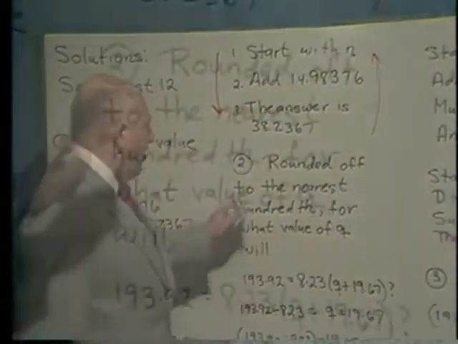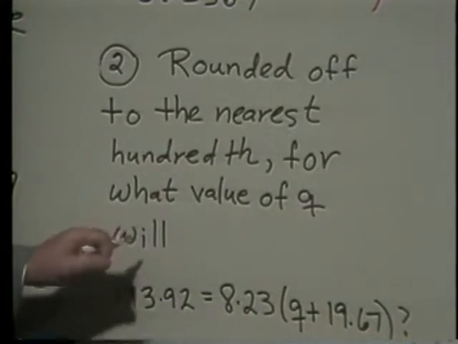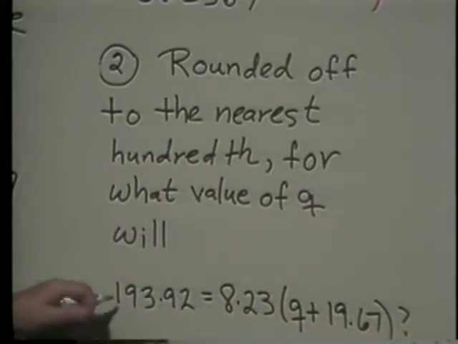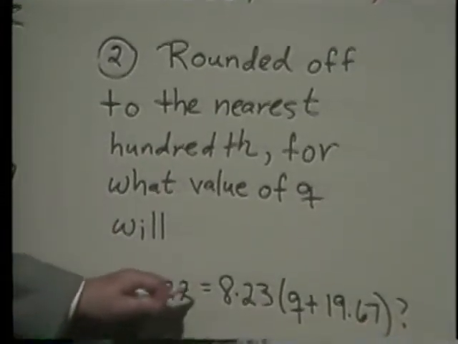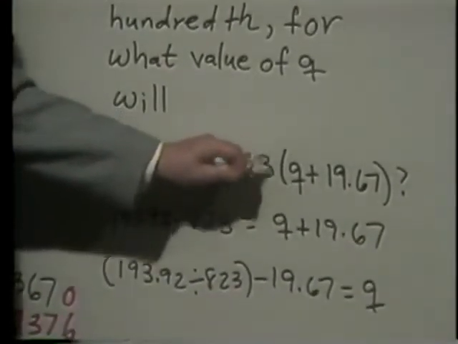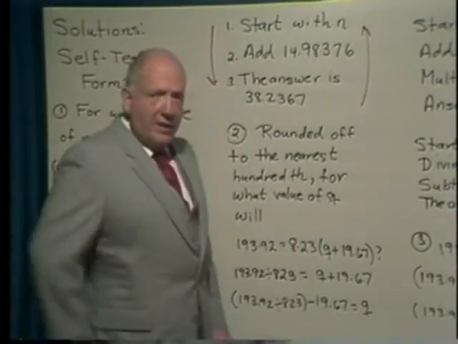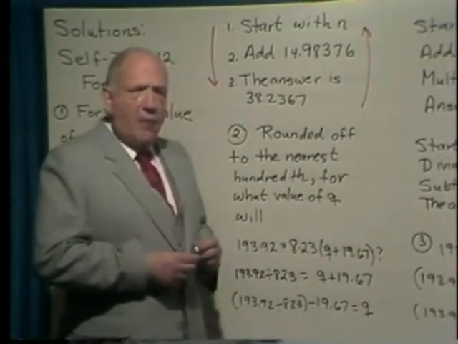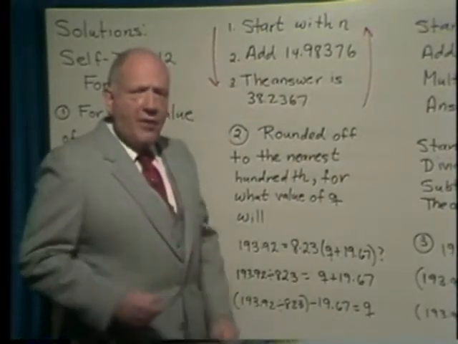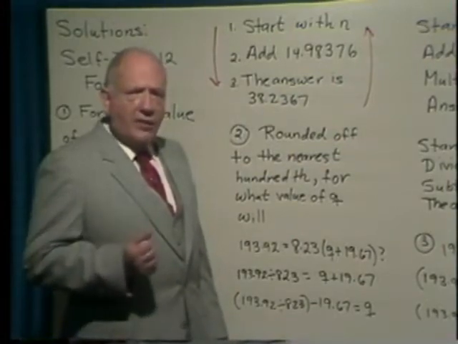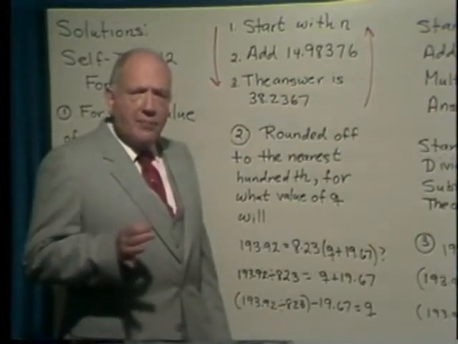Problem number 2 says, round it off to the nearest hundredth, for what value of q will 193.92 equal 8.23 times, inside the parentheses, q plus 19.67. And I feel a little bit guilty about this problem because basically I feel by this time I want you to be using the calculator, so I took a simple concept.